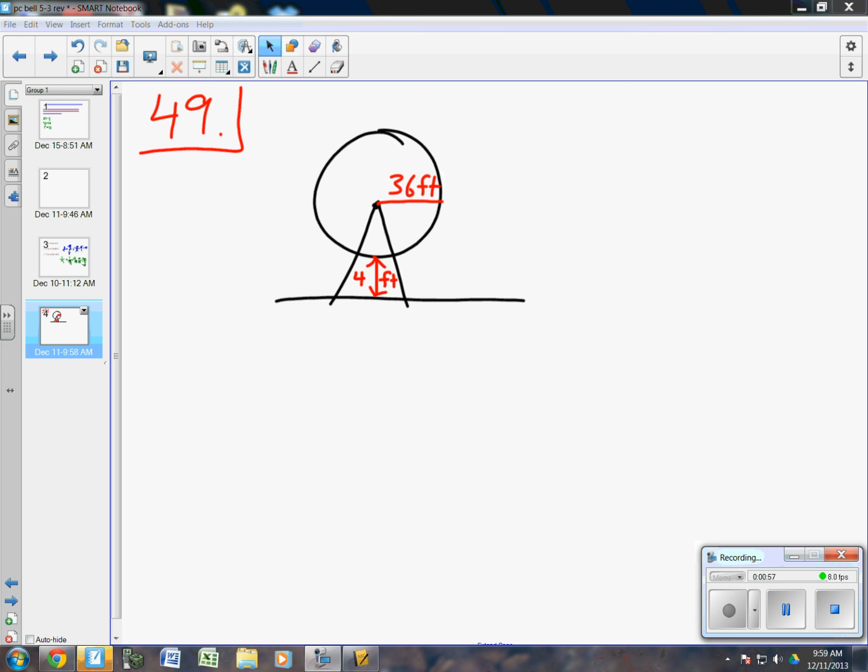You guys got A? How far? Okay, the radius of the Ferris wheel is 36. When the seat gets right here, how far off the ground? How far is it from here to there is what it's asking. Okay, you got it. Okay, part B.